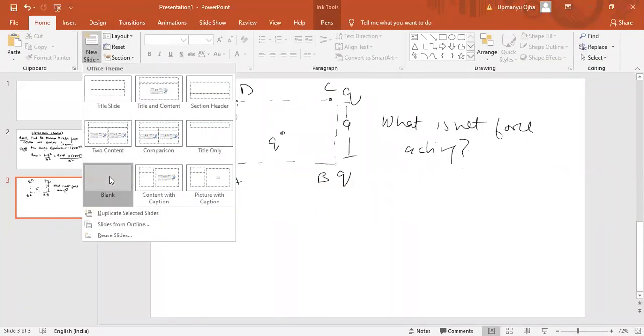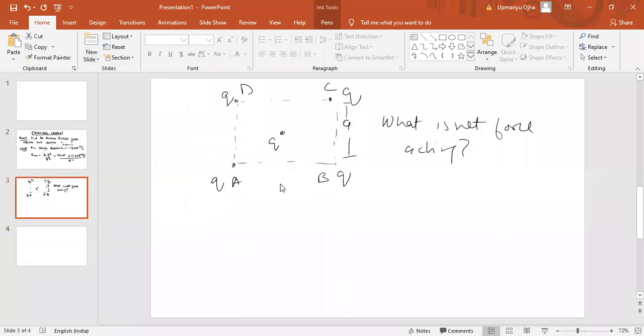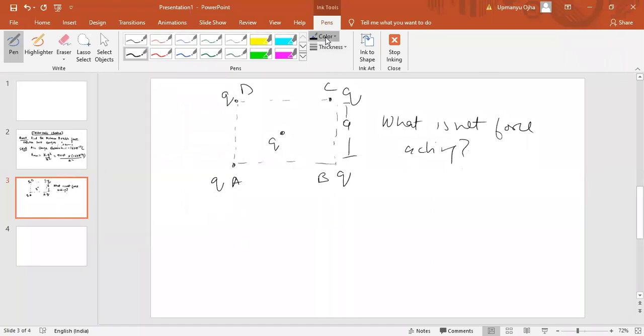I think you all have got the answer for this. The answer should be equal to 0. Why should the net force be 0? Because the charge present at D will repel the center charge with some force F. The value of that force would be equal to K Q square divided by the square of the distance between the 2 point charges. This side is a, this side is a, so the diagonal will be root 2 a.